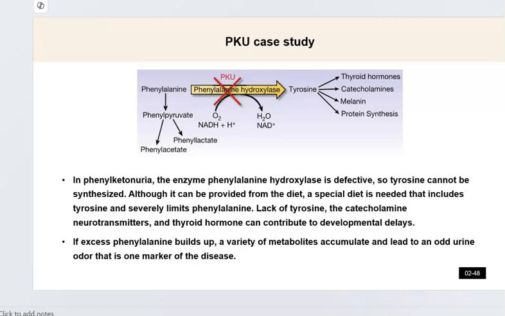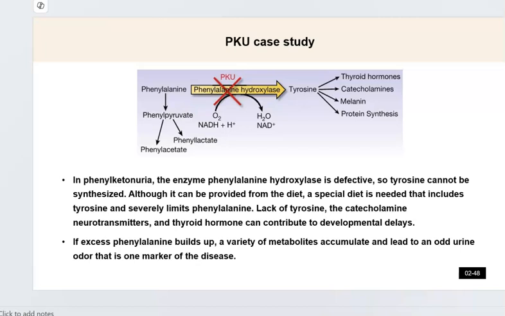And this example that they use is PKU. PKU is a disease that is inherited in an autosomal recessive fashion. So in autosomal recessive disorders, that means individuals who inherit 2 copies of the disease gene will develop the disease. Patients with PKU carry a mutation in the gene coding for the enzyme phenylalanine hydroxylase. The enzyme is responsible for adding the hydroxyl group to phenylalanine, thereby converting it to tyrosine.